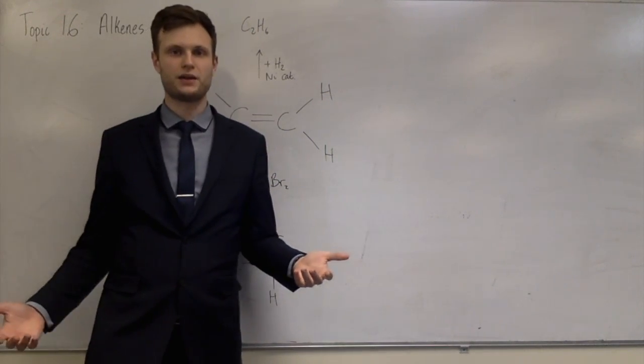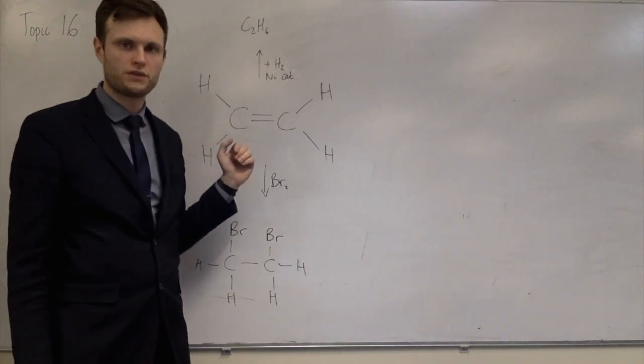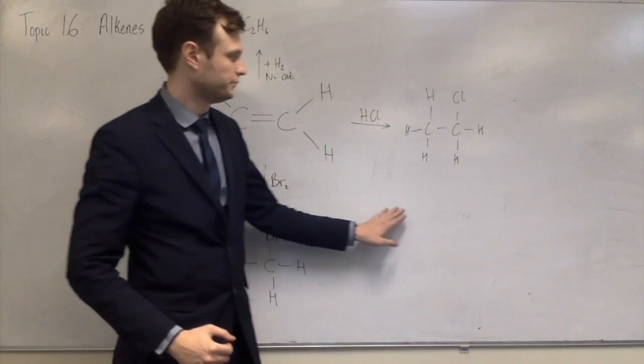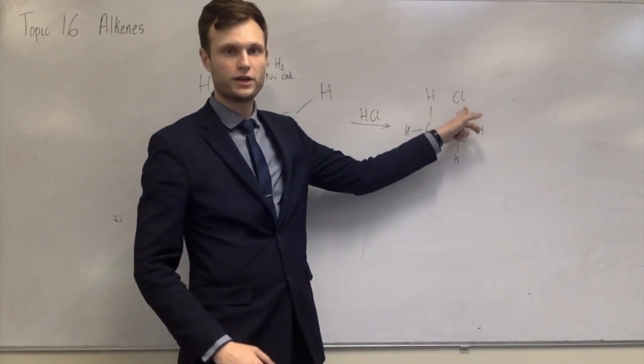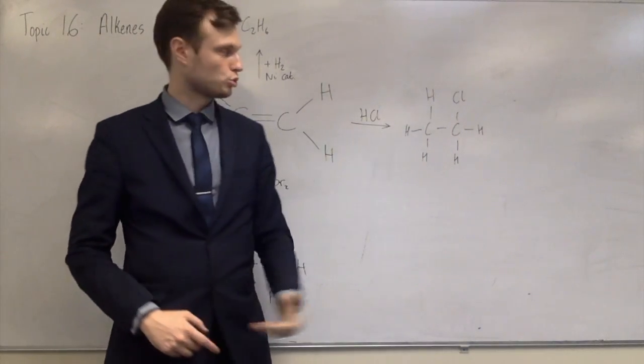Any hydrogen halide you could react with an alkene. So you get a hydrogen go on one of the carbons and a halide go on the other one. And that's all you need to do. You've got chlorine on one of the carbons, hydrogen on the other carbon, and that's called chloroethane.